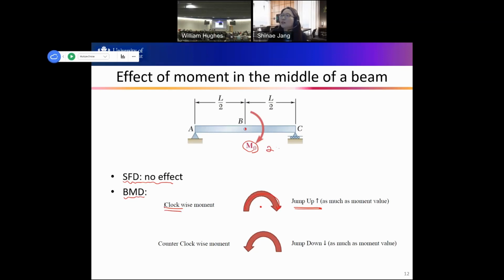So if we have 2 kip-feet moment at B, right? And then if this is moment diagram, then moment diagram should jump up by 2 kip-feet, right? So, and counterclockwise, jump down. Clockwise, jump up. So only remember the first one. Clockwise, you see clockwise moment, it jumps up in the middle of the beam. And if it is the side, then we should follow the sign convention. What is the positive sign convention? This one, right? This is positive sign convention. In the middle, a clockwise moment is jumping up.